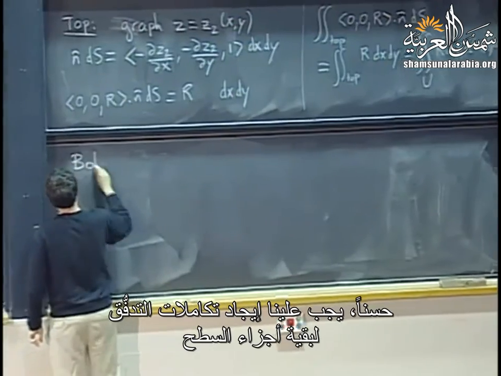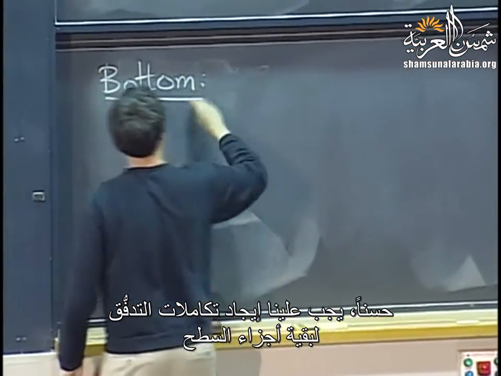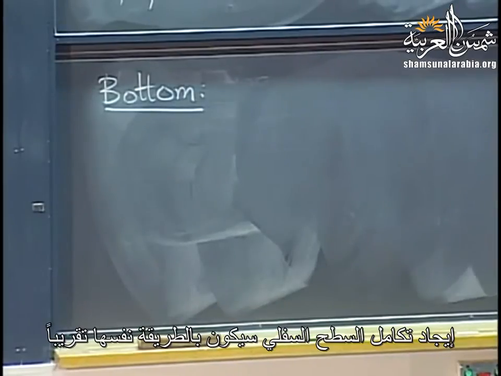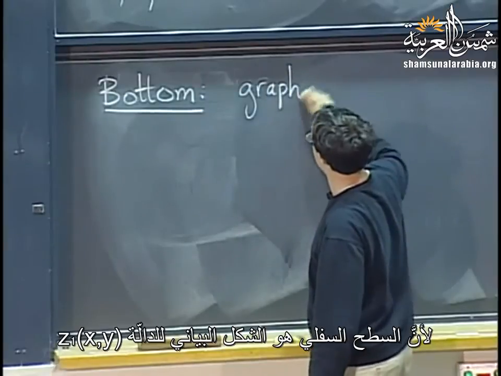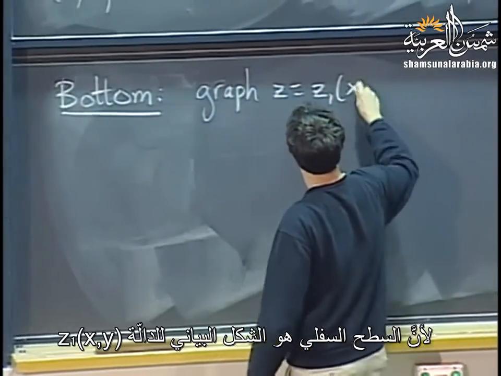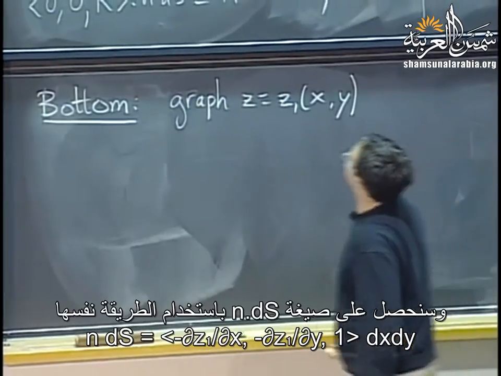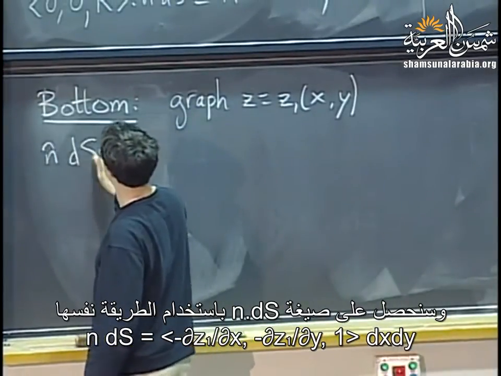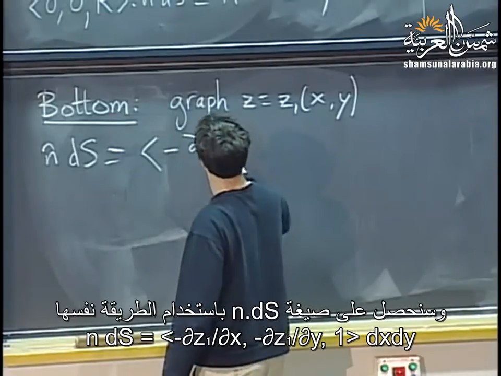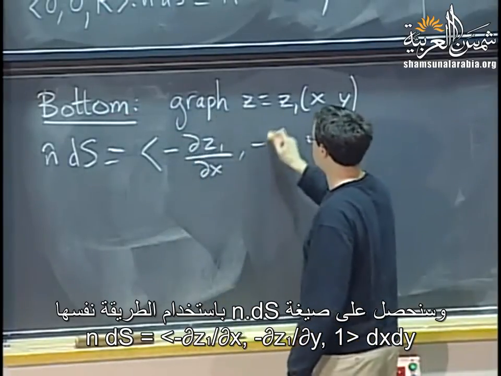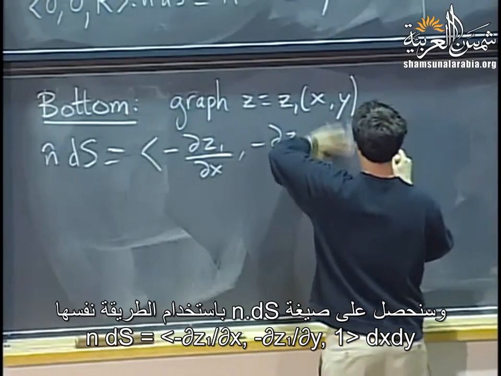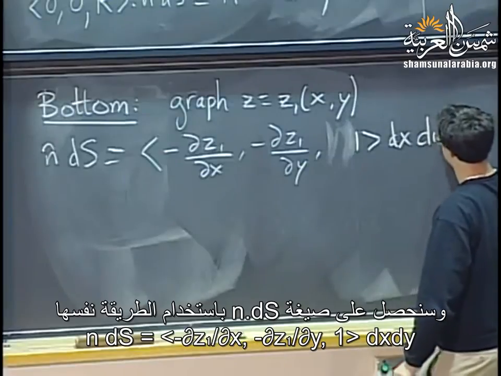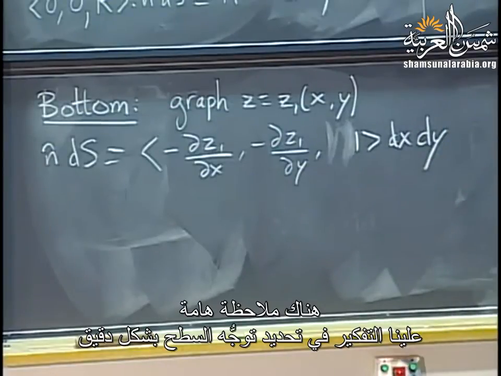Okay, so we need to look also at the other parts of our surface for the flux integral. So the bottom, well, it will work pretty much the same way, right? Because it's the graph of a function z equals z1 of x, y. So we should be able to get n dS using the same method. Negative partial with respect to x, negative partial with respect to y, 1 dx dy. Now, there's a small catch. Okay, we have to think a bit carefully about orientations.